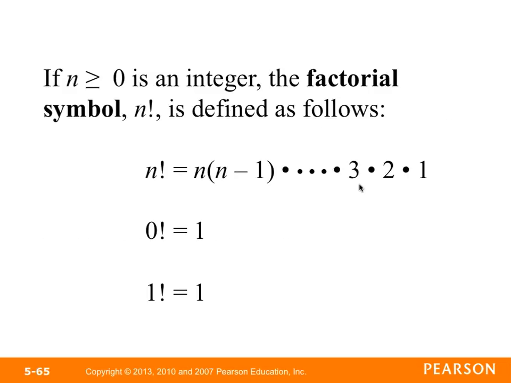If n is greater than or equal to 0, an integer, the factorial symbol, n factorial, is defined as follows. It's n with literally just an exclamation point, okay, but we read it as factorial in math. So n factorial is just found by taking n and multiplying by n minus 1, n minus 2, and so on, all the way until you get to 3, 2, 1. A couple of quick rules. 0 factorial is actually 1, and your calculator will give you this if you plug it in, and 1 factorial is also equal to 1.